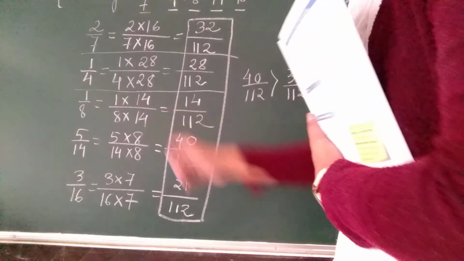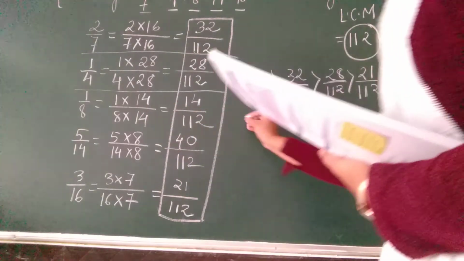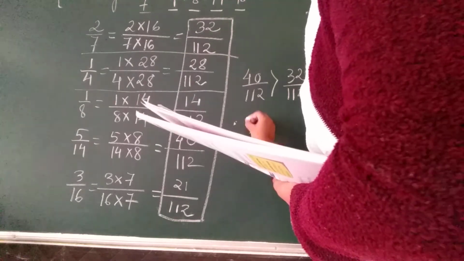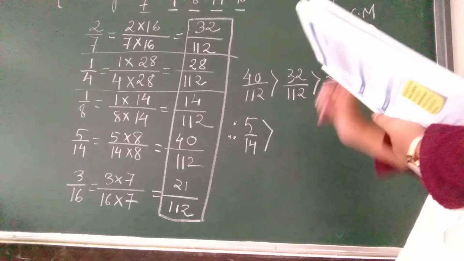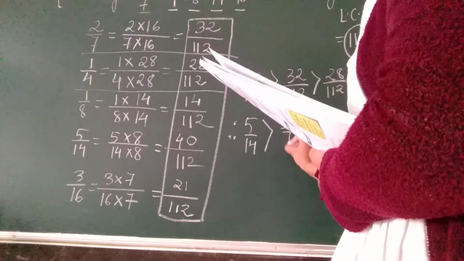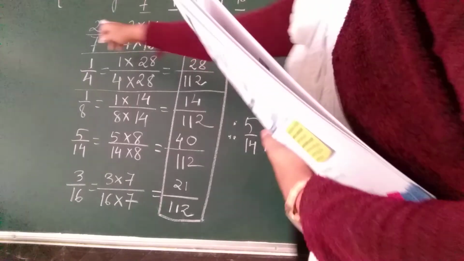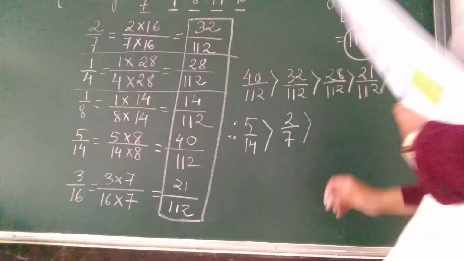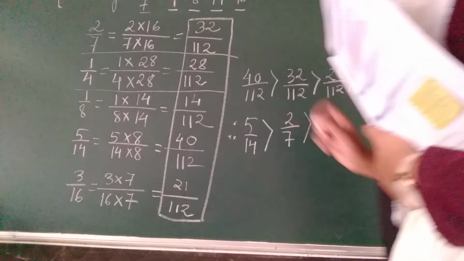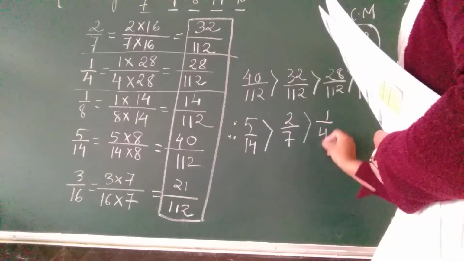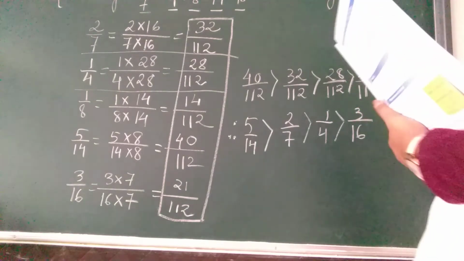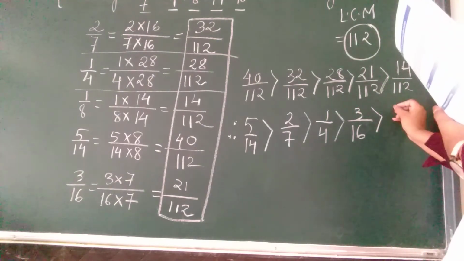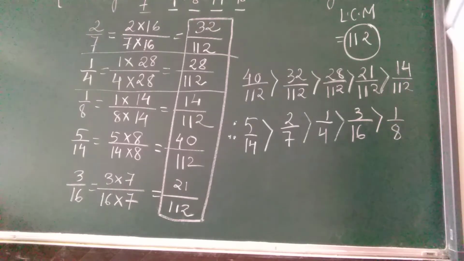40 by 112 was actually 5 by 14. Therefore, 5 by 14 is larger than 32 by 112, which was 2 by 7. 2 by 7 is larger than 28 by 112, which is 1 by 4. 1 by 4 is larger than 3 by 16, and this is larger than 1 by 8. So this is the descending order.